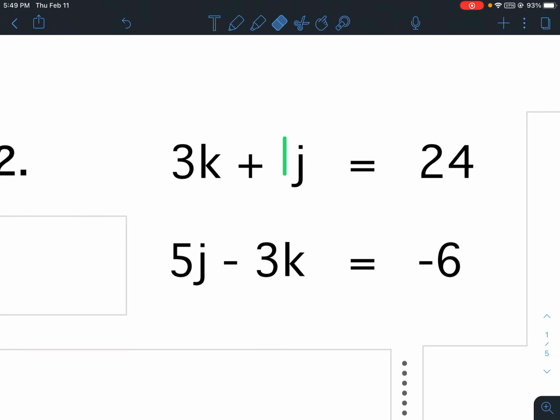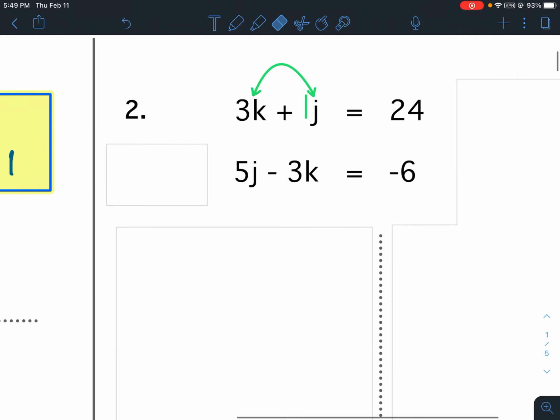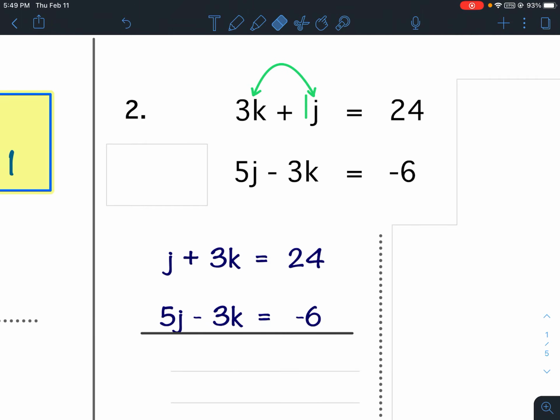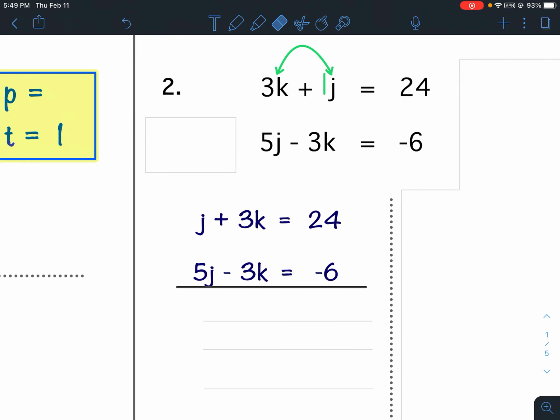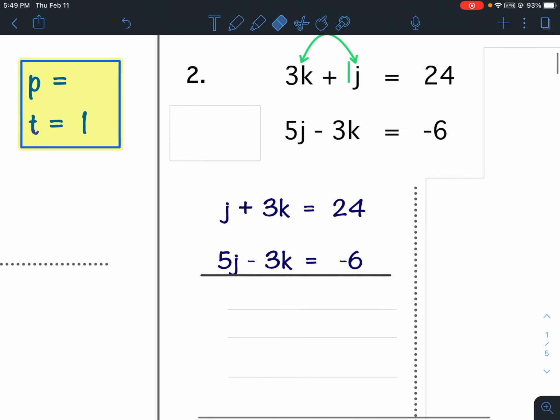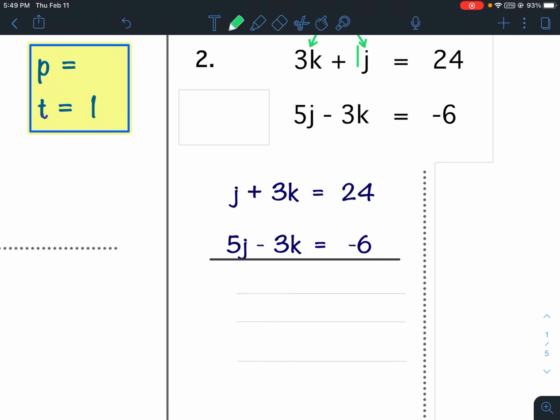And since j comes before k, I'm going to flip these terms around and rewrite my two equations. So if I do that, I have j plus 3k equals 24 for the top equation, and 5j minus 3k equals negative 6 for the bottom equation. And again, I'm going to go ahead and put a 1 in front of that j.